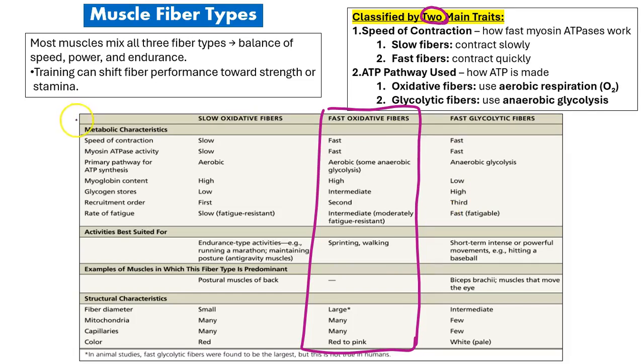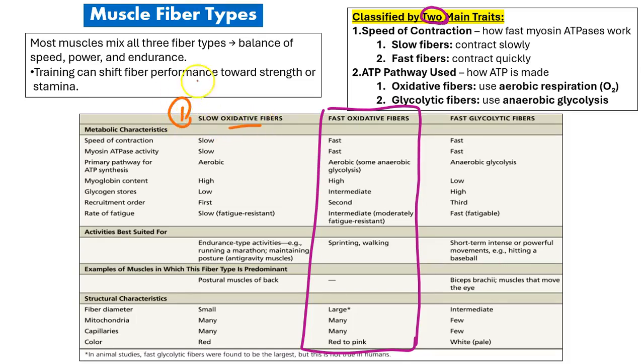When it comes to these fibers, we have to think about whether they're slow or fast, and we also have to think about what type of ATP regenerative pathway they use. Do they use creatine phosphate? Do they use aerobic or anaerobic pathways in order to get ATP? So let's first talk about our slow oxidative fibers.